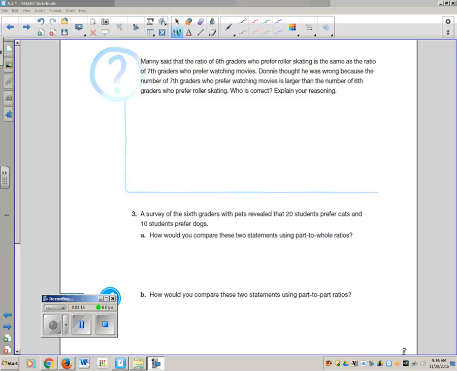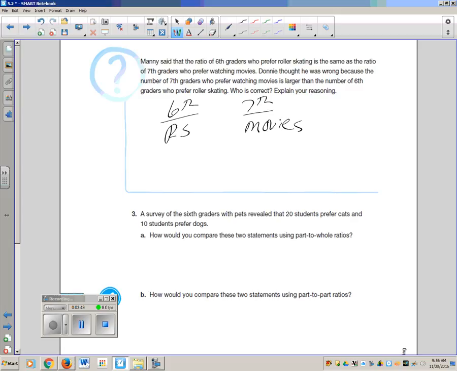On the next page, Manny said that the ratio of 6th graders who prefer roller skating is the same as the ratio of 7th graders who prefer watching movies. Donnie thought he was wrong because the number of 7th graders who prefer watching movies is larger than the number of 6th graders who prefer roller skating. Who is correct? Explain your reasoning.